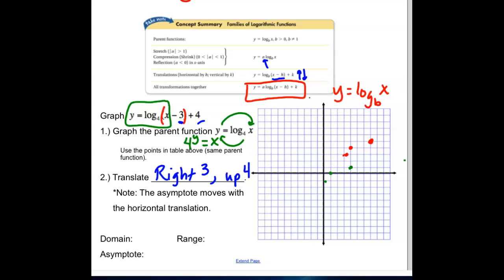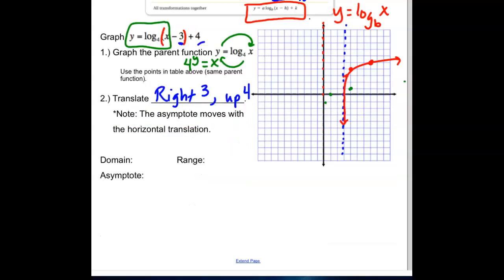And our vertical asymptote that used to be here is now going to go right 3 as well. So our new vertical asymptote is going to be right here. And our graph then would be coming up along that and curving this way. All right, so our domain in this case, since we moved the asymptote to x equals 3, we went right 3, our domain is going to be everything to the right of that. So x has to be greater than 3. Our range is still going to be all real numbers. That's going to be the case for all of your log graphs.